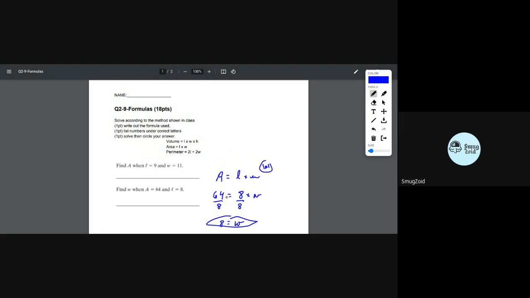And then basically it says list the numbers underneath, which I did here. That's 1 point. And it's 1 point for actually solving it. So it's 3 points per problem. Okay. Let's look at the next one.